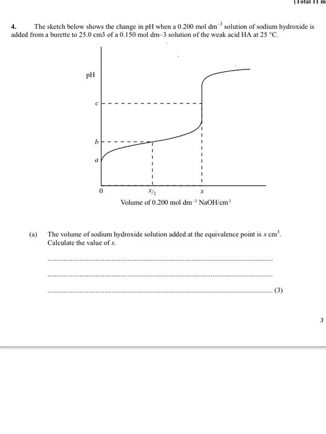The sketch below shows the change in pH when a 2 molar solution of sodium hydroxide is added from a burette to 25 centimetres cubed of a 0.15 molar solution of the weak acid HA. Okay, so we know that these are going to react in a one-to-one way. So at the point it's neutral, the moles of sodium hydroxide would equal the moles of acid.